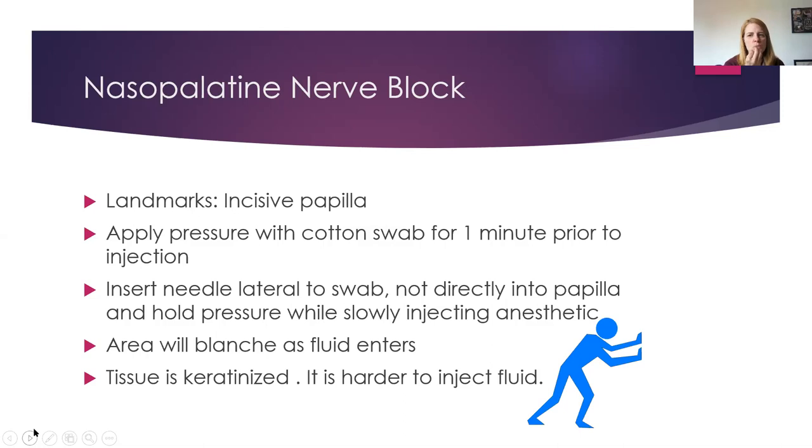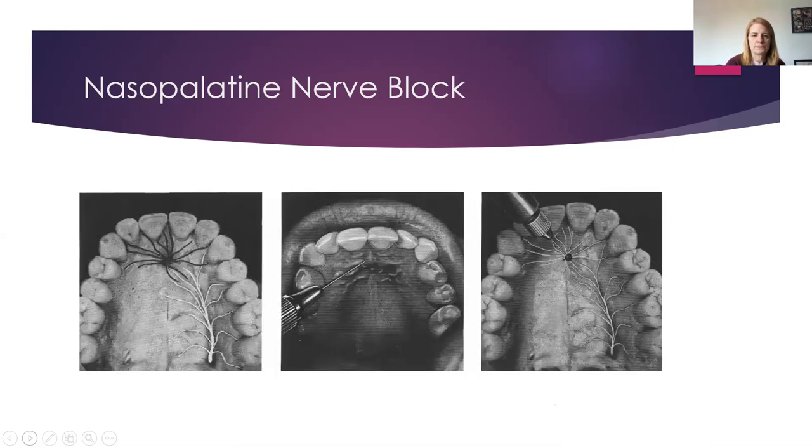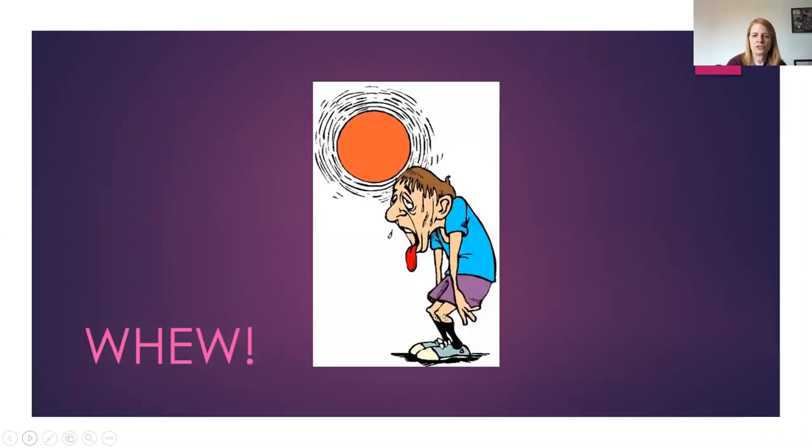You'll watch the tissue blanch. When I say blanching, there's a whiteness to it that will kind of spread. The tissue's pretty keratinized, so it's hard to inject. You're going to feel like you're putting a ton of pressure on there. The area is going to blanch, turn white as the fluid enters. Right there in the fattest part of the incisive papilla. And it's going to numb the anterior palatal gingiva from canine to canine. One injection, all of the anterior palatal gingiva.